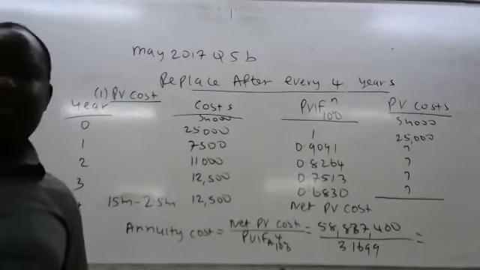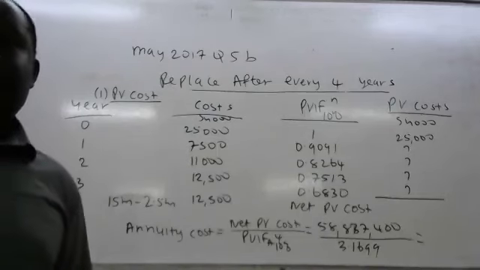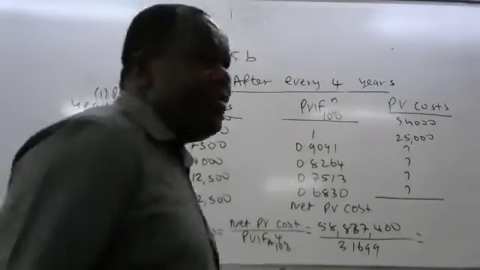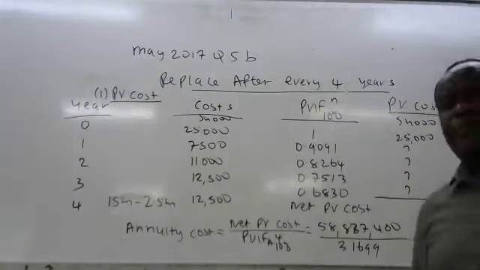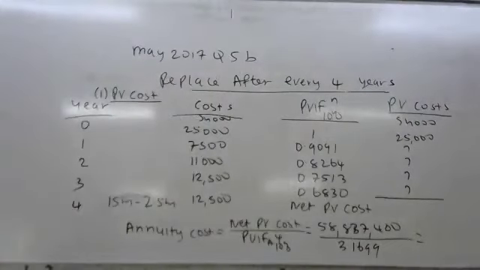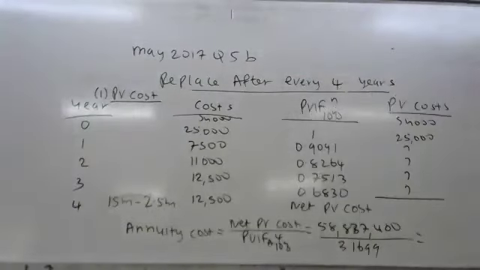So now we can make a conclusion. Let us now make a conclusion by summarizing that the optimal replacement period is where the annuity cost is minimum. Therefore, replace after every 3 years.